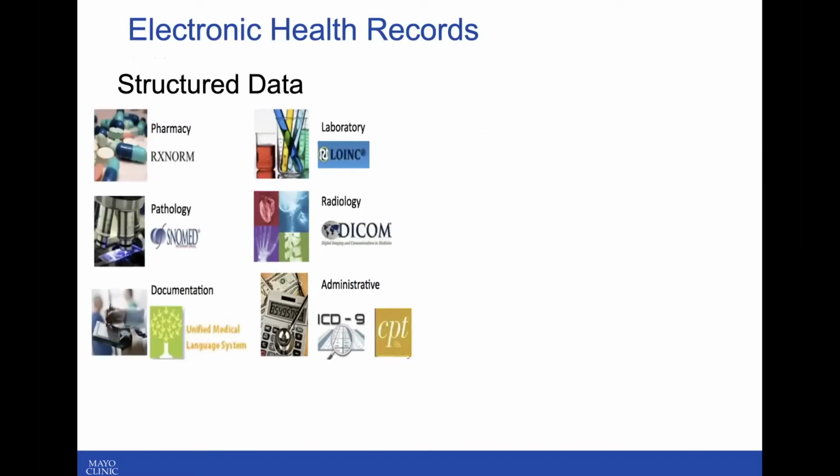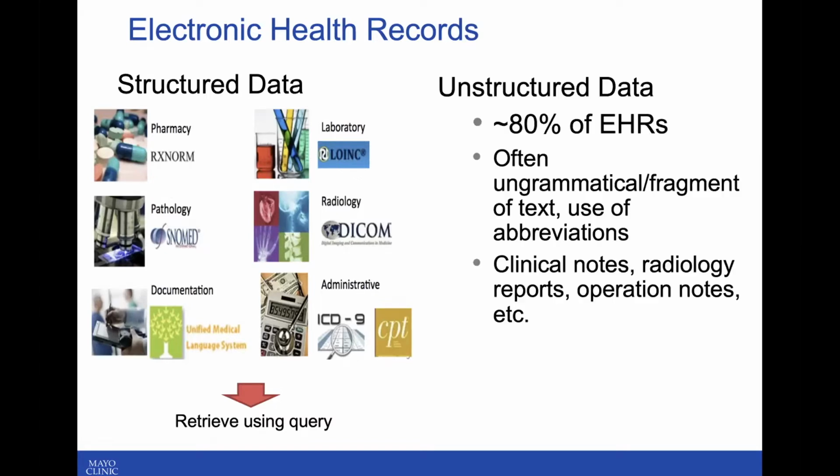In an electronic health record, there is structured data, such as laboratory data represented by LOINC codes, billing codes like ICD-10, SNOMED codes, and RxNorm that consists of the medication information. These are structured data, so we can easily retrieve them by using simple queries. But a good portion of the EHR consists of unstructured data. This is the free text, the clinical narrative.